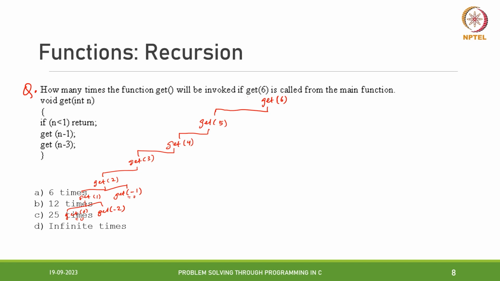For get of 3, n minus 1 has been done. What will n minus 3 give? Get of 0, which will again be 0. So it will come back. There will be no further recursion across this, so it will come back here.